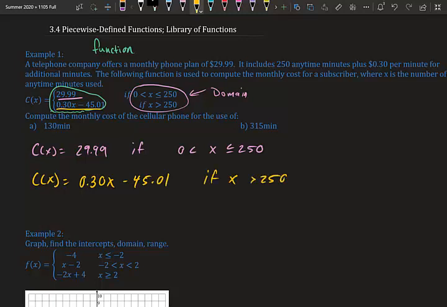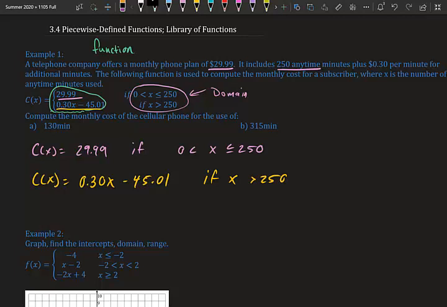So let me break down each of those pieces with the problem. They offer a monthly plan for $29.99. It includes 250 anytime minutes. So that's 0 to 250. So you see how we got $29.99 and 0 to 250? It's cool, right? Really pay attention to what I just said. You are going to need it for the homework and for the test.